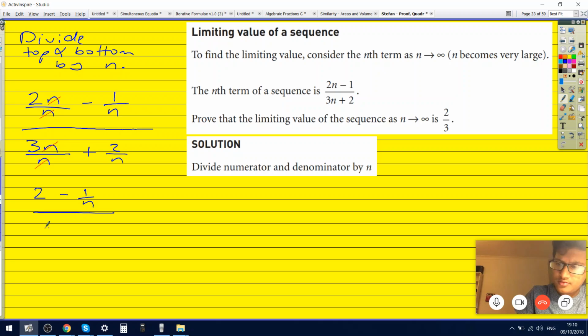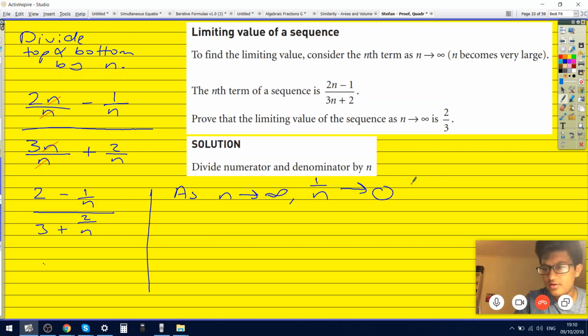So you could say that the 1 over n kind of tends towards 0. When does it tend towards 0? When it's positive. When n tends towards infinity. Okay. So 1 over n tends towards 0. So you end up with 2/3.